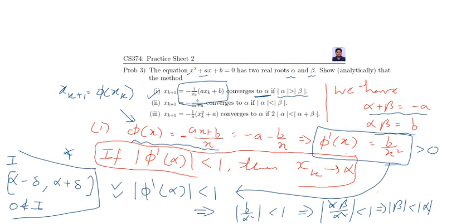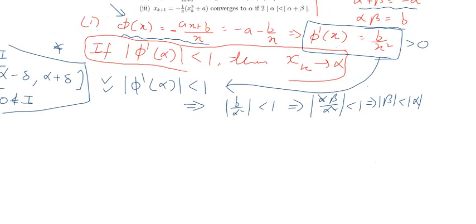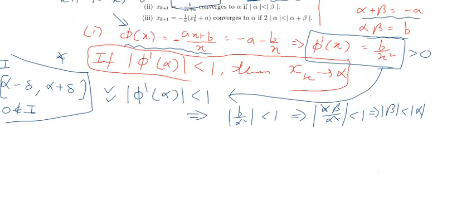Similarly, you can look for the second case. If I wish to do one more step here for the second case, what is phi of x? Phi of x is minus b by x plus a. So this implies phi dash of x is equal to b by x plus a whole square.